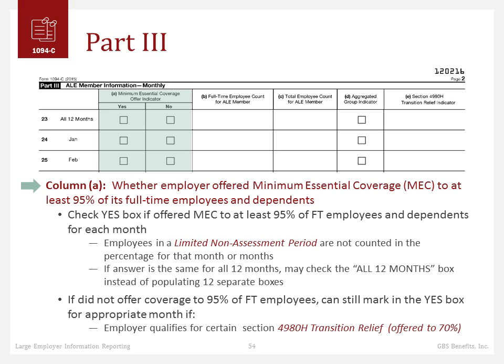So, what are some rules about this? Employees that are in a limited non-assessment period, remember that was just on the prior page, basically certain waiting periods, there are a few other things you see if you read through that, it's not just waiting periods, you don't have to count them when you're calculating your 95%. Also, if you did not offer 95% to all your full-time employees, you can still mark yes for 2015 for that particular month if you offered to 70% instead of 95%.